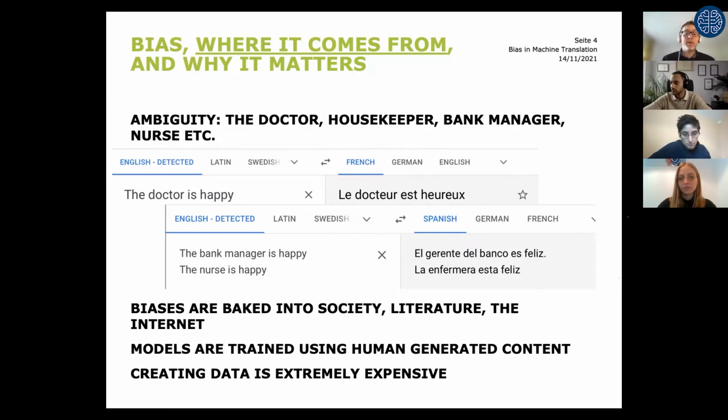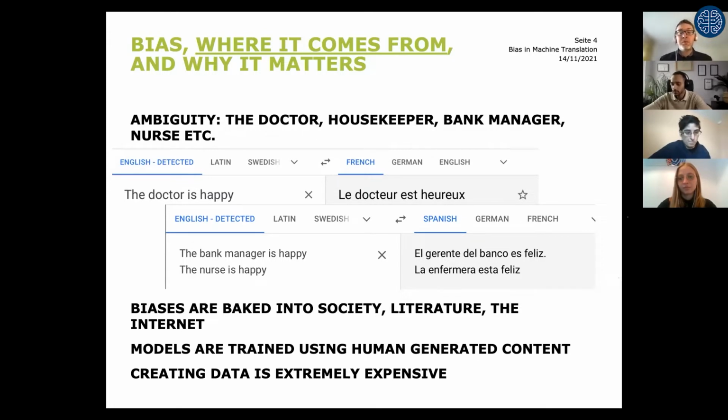And the problem is that a lot of these models and translation techniques are trained on open and available data, such as literature, the internet, and in general, human-generated content. And the problem in a space like this is creating new data is far more expensive than training new models. And in the machine learning space, that's a very, very big problem.